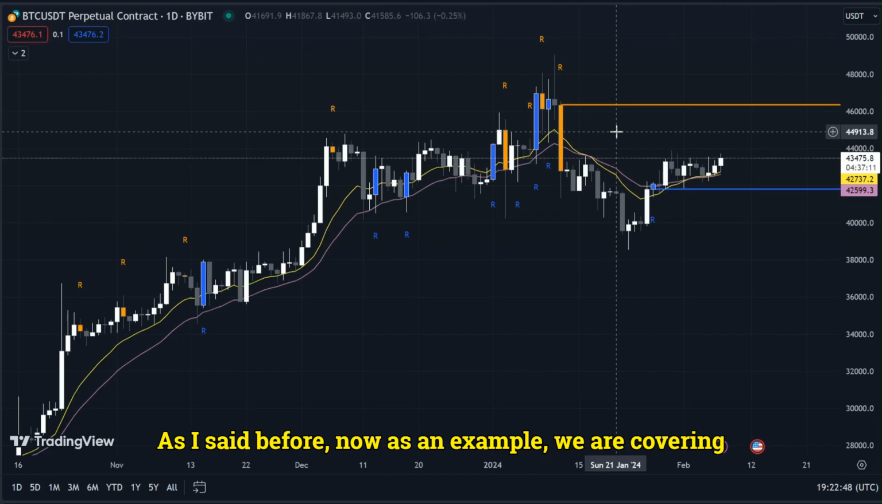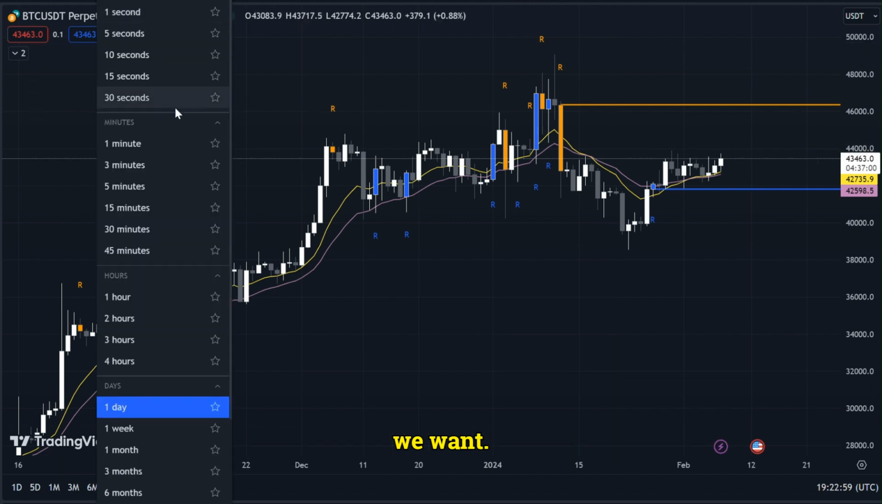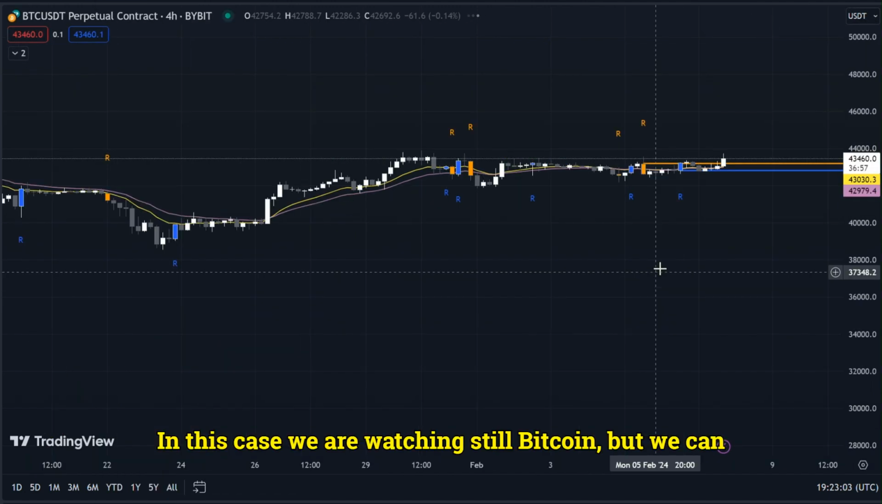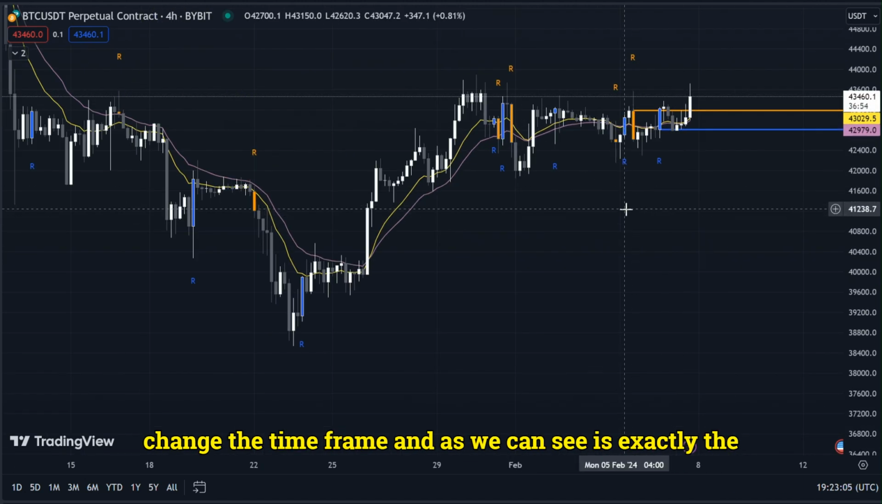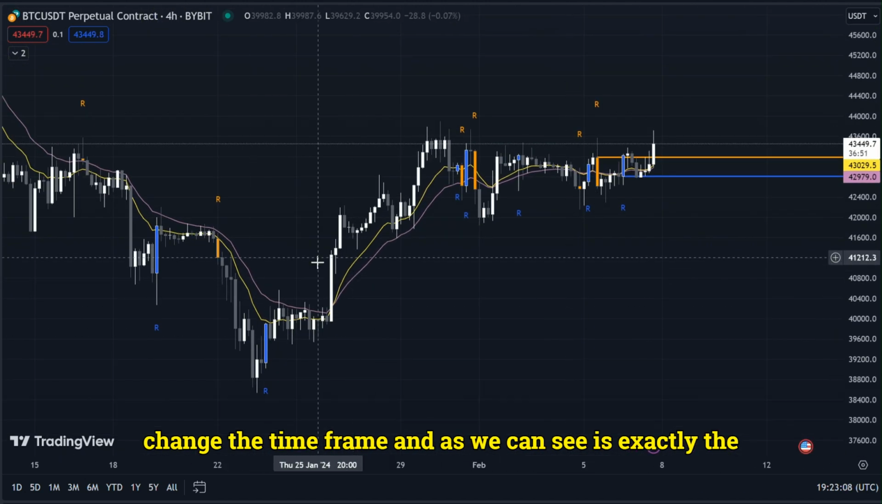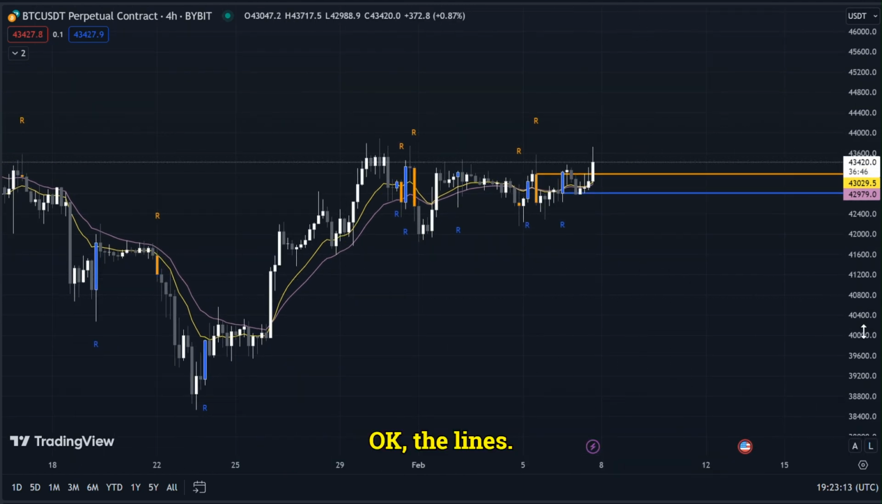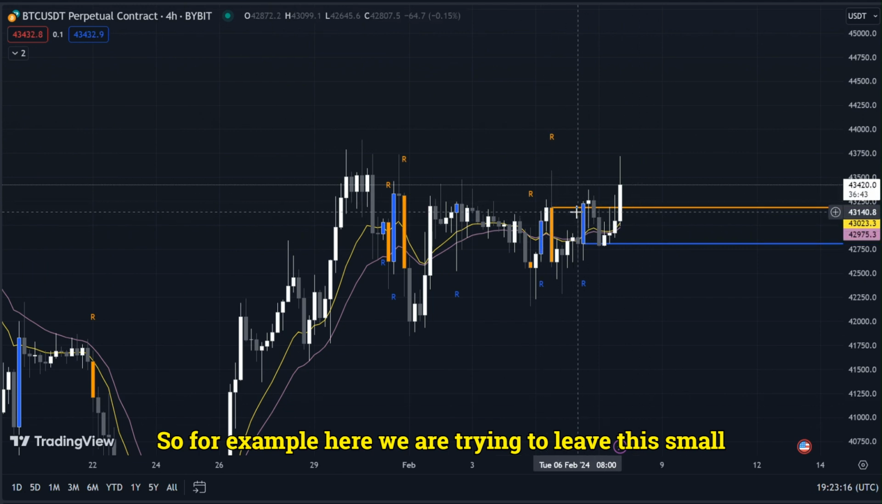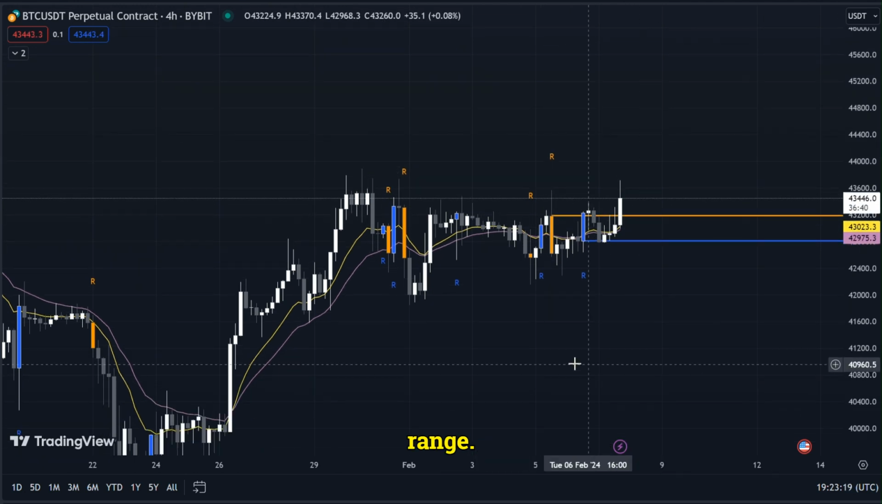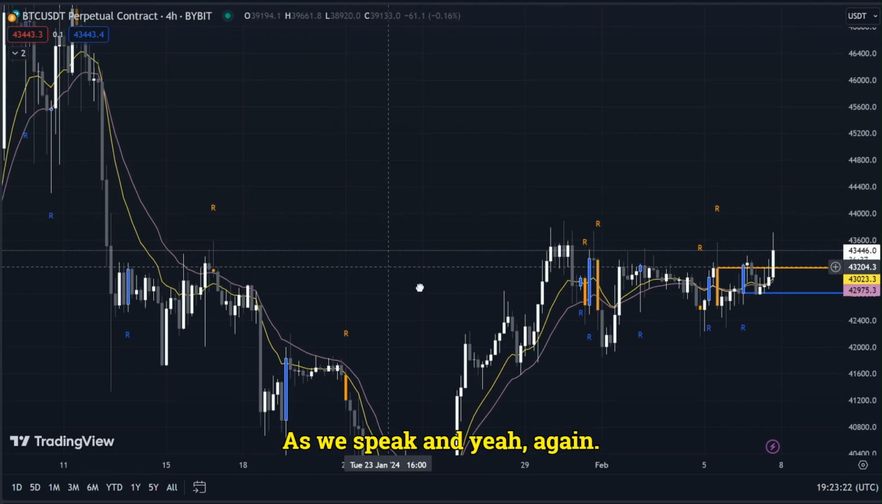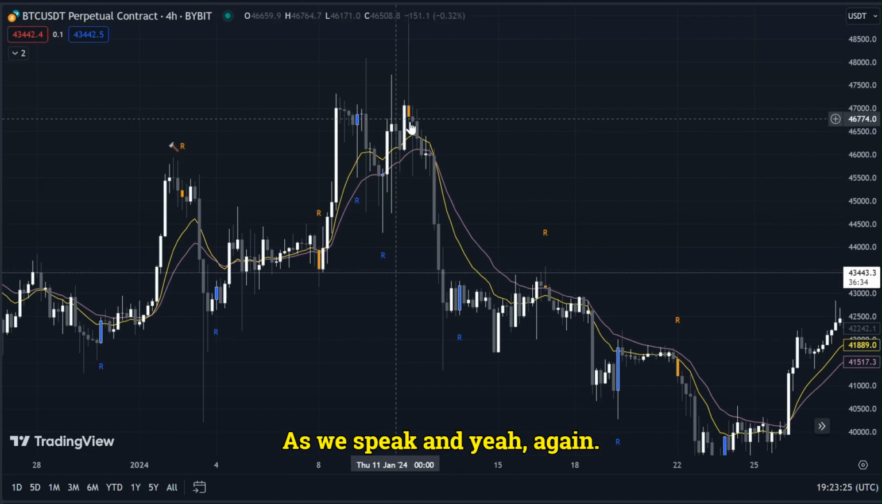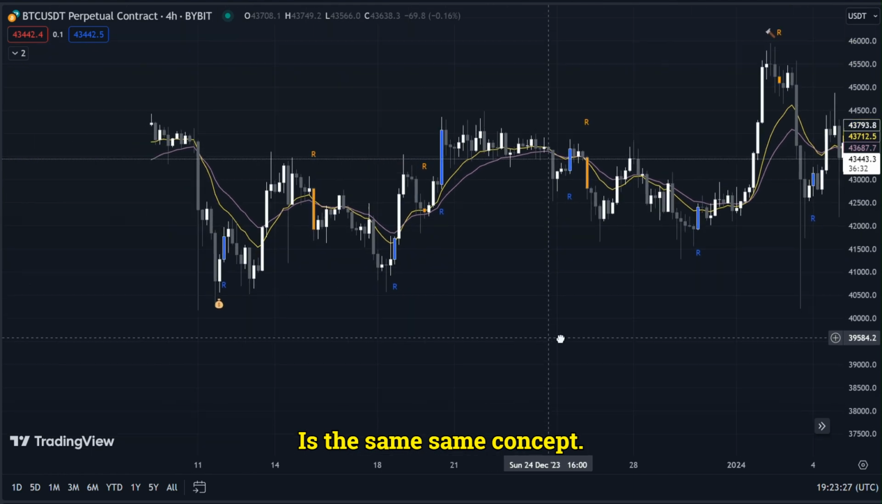As I said before, now as an example we are covering Bitcoin on the one day, but we can cover each asset that we want. In this case, we are still watching Bitcoin, but we can change the time frame. And as you can see, it is exactly the same concept: blue candles and orange candles. Okay, the lines. So for example, here we are trying to leave this small range as we speak. And again, it's the same concept.